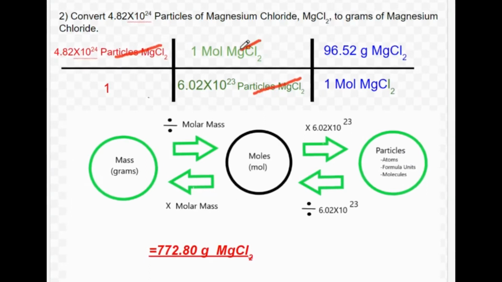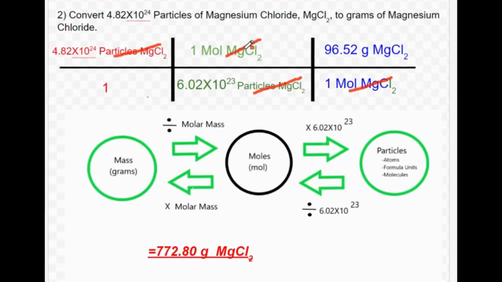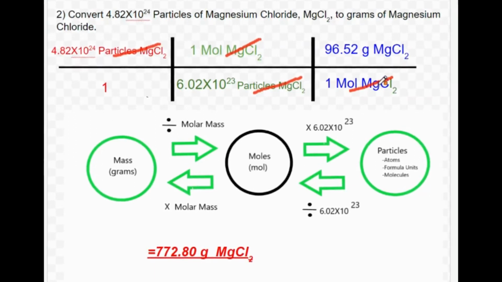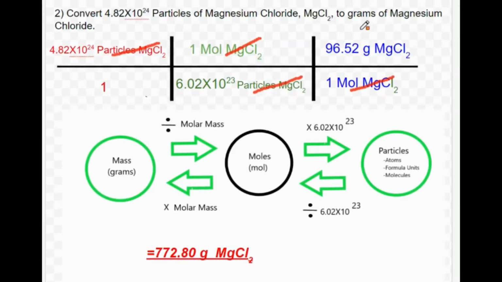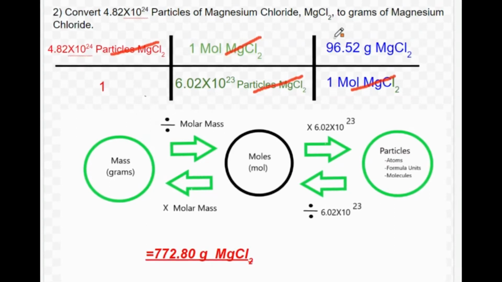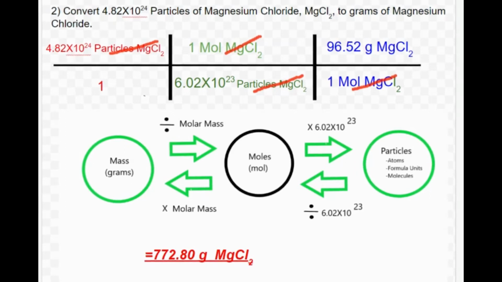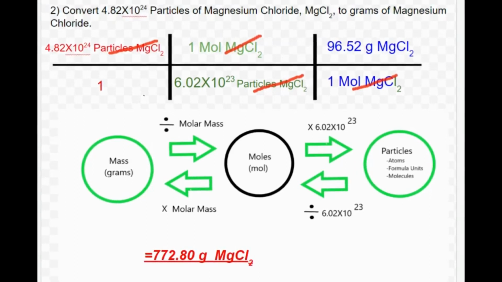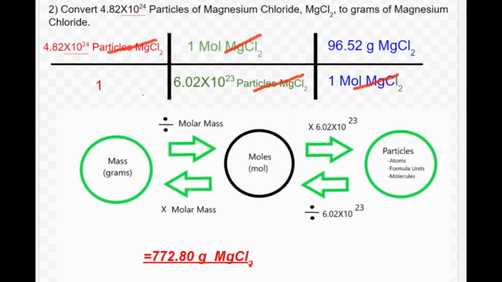Now that helped me set up for the next fraction where I'm converting from moles to grams. So I knew the moles of magnesium chloride had to go on the bottom. I used my interactive periodic table to look up the molar mass of magnesium chloride, which was 96.52 grams. That's the molar mass. Now, I'm going to show you how I would do this out on my scientific calculator in case you're having some challenges with the calculator.